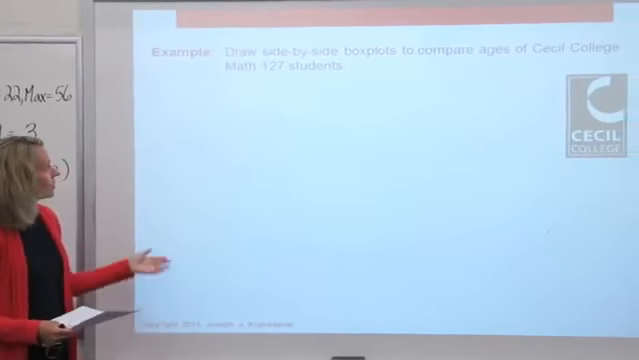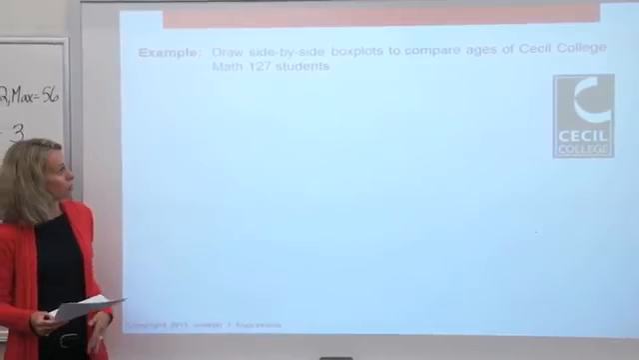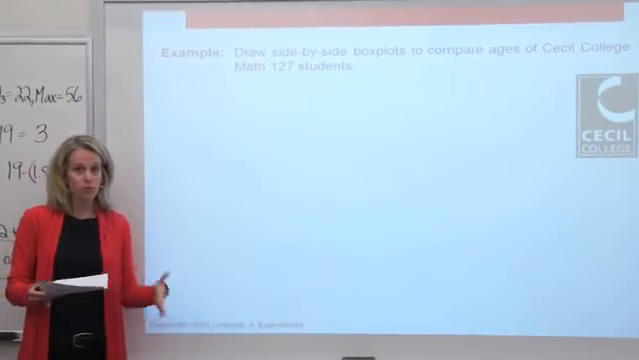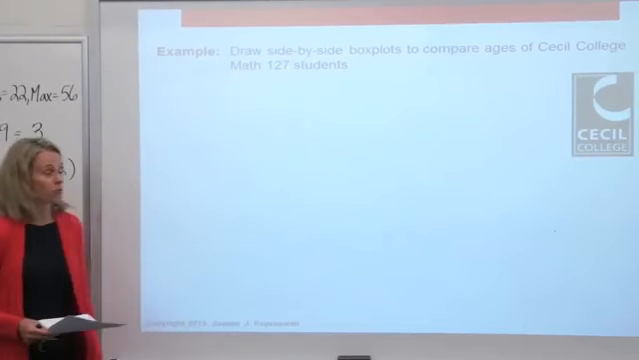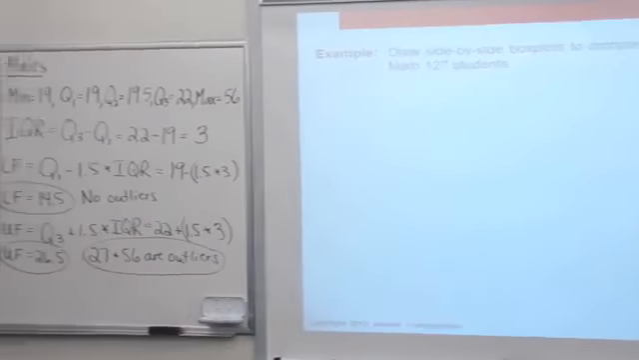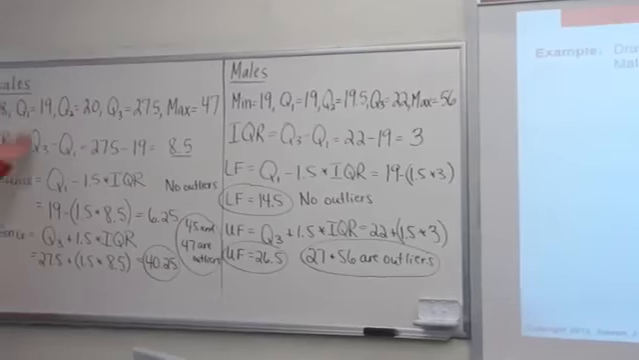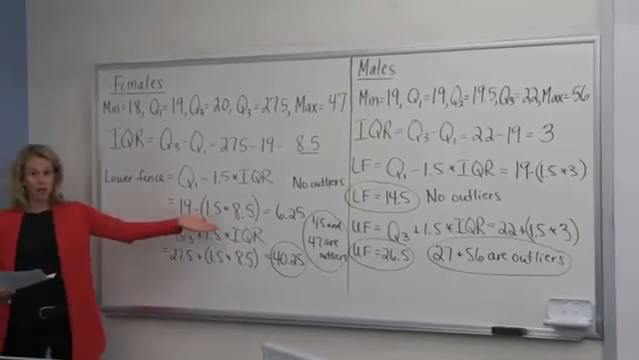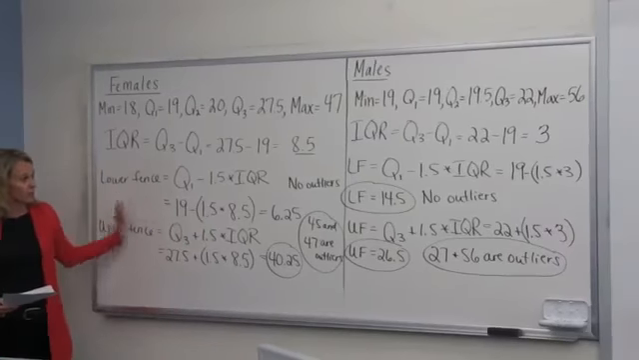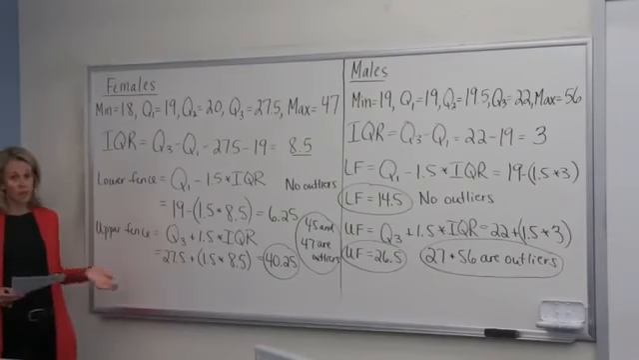Okay, so let's go ahead and do this. Last time we looked at ages of Cecil College statistics students, and we did this for a group of female students and a group of male students. And today we're going to construct the box plots for those. So we did a lot of work where we did the 5-number summaries, figured out what the value of the fences were, and if we had any outliers. So I'm going to take this information from last time and now construct 2 box plots, one for the females and one for the males. We'll start with the females.